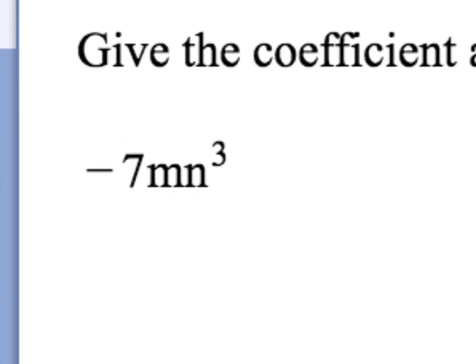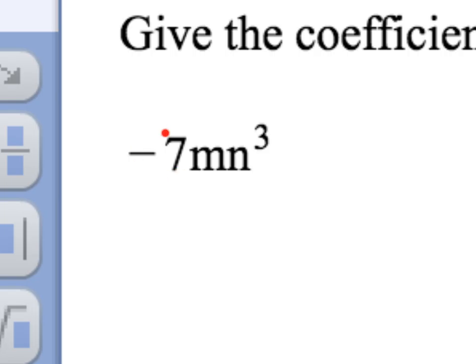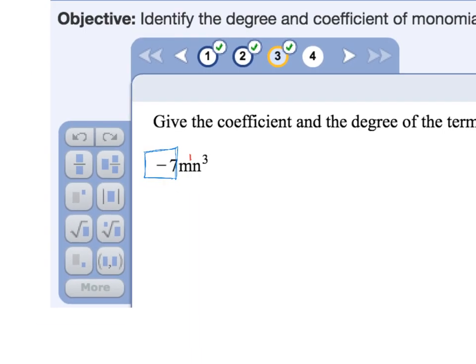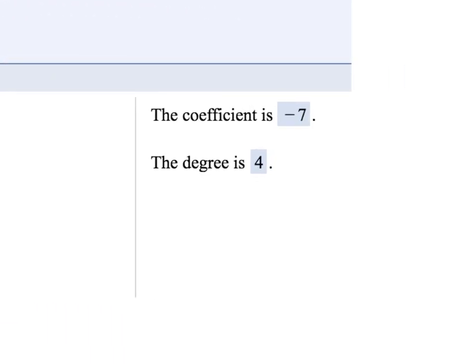All right, so the coefficient is the number in the front. So the coefficient is -7. So there's our coefficient. And the degree, well, the n is raised to the power of 3. The m is raised to the power of 1, because when you don't see a number, it means it's a 1. And so 1 plus 3 is 4. So you can see our coefficient is -7, and the degree is 4.